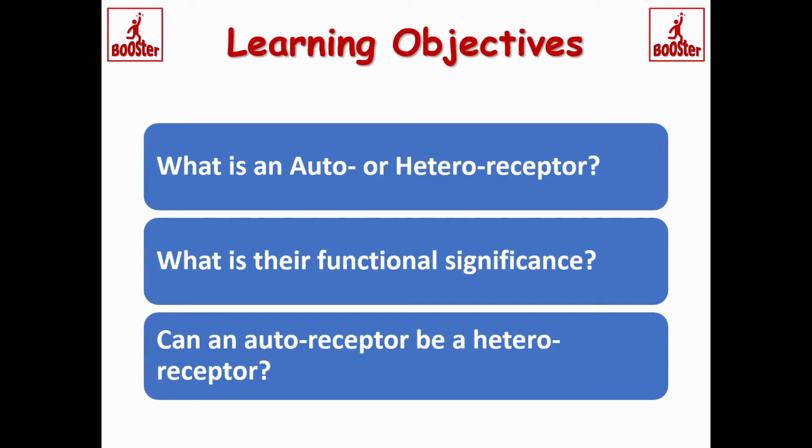Specifically, we will be talking about what is an autoreceptor or a heteroreceptor, what is their functional significance, what exactly they do, and can an autoreceptor be a heteroreceptor? For example, if you label one receptor as an autoreceptor, is it always an autoreceptor, or can it function as a heteroreceptor?